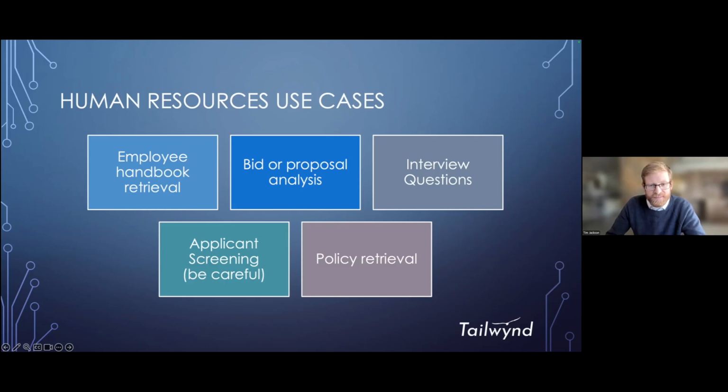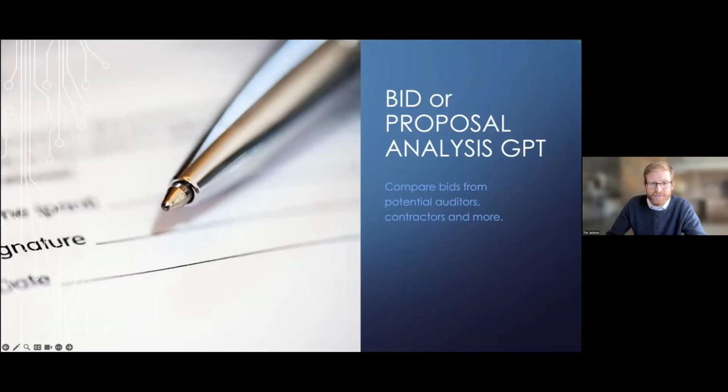But I'm going to go through a total of five of these. And this is the first one, which is bid proposal analysis GPT. This is the only one that I'm not using nonprofit content on because I didn't have it. So I'm using, well, you'll see. But the others are all clearly nonprofit content, but this still gives you a good sense of how it can be used.